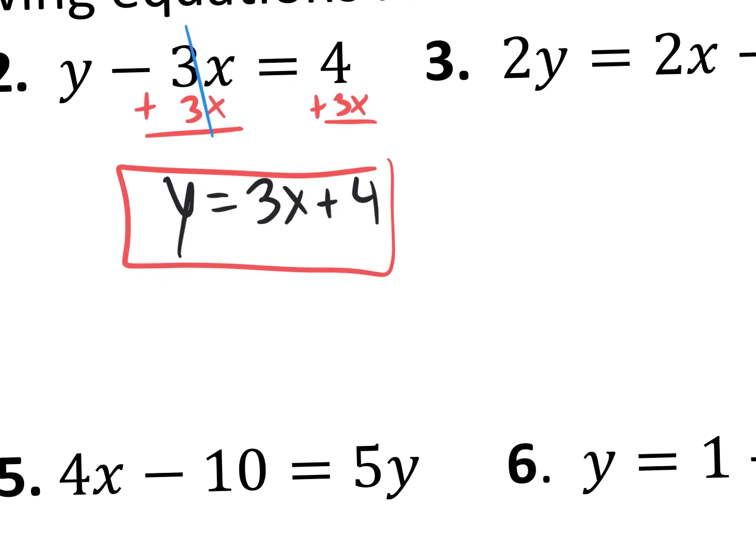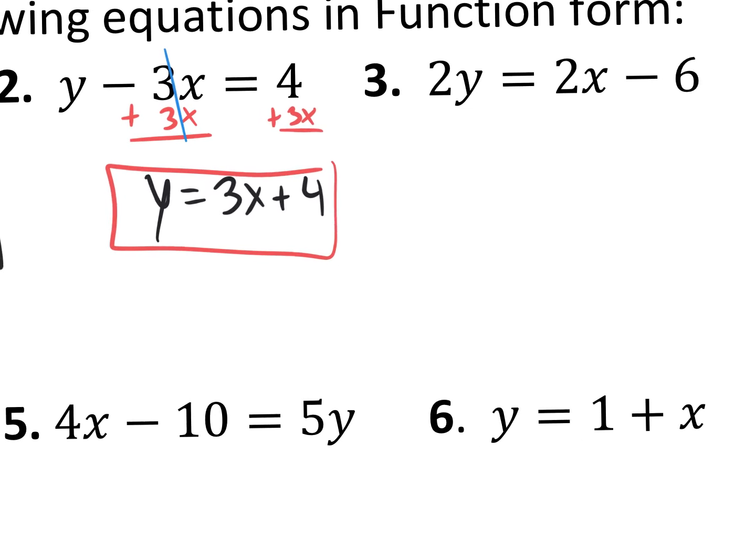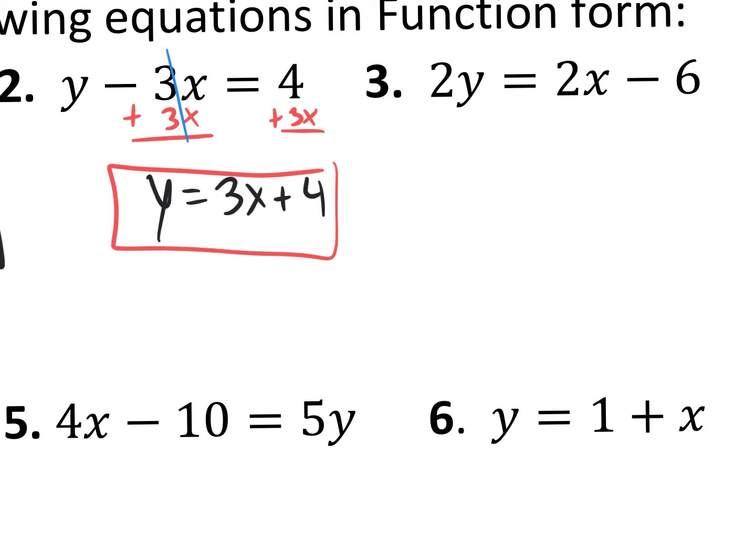Are we good? Number 3, I need to get y by itself. What do I do? Divide by 2. Yep. I don't want this multiplication of 2 right in front of the y. I want y by itself. That's what function form means. So we're going to divide by 2, so it'll cancel out. But whatever you do to one side, you have to do to the other side. In other words, the entire side. So you're going to divide everything by 2.